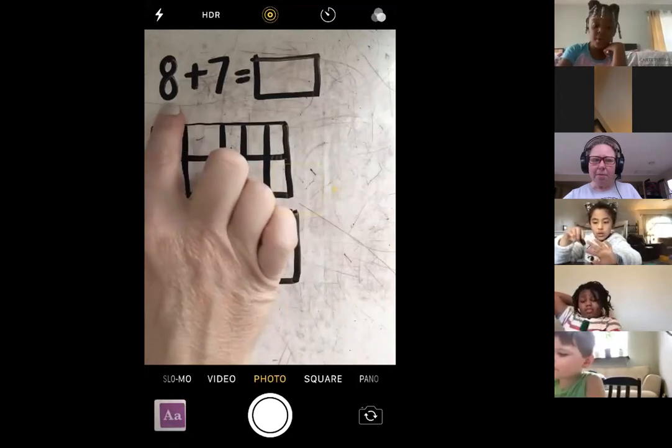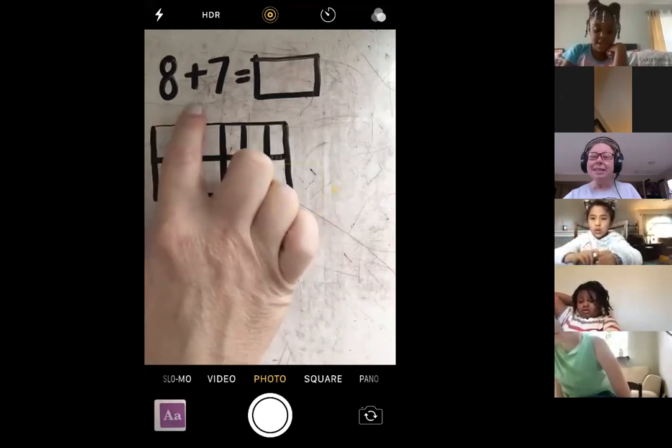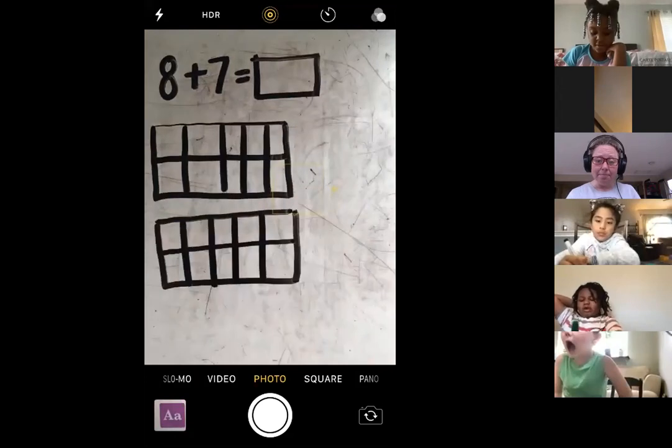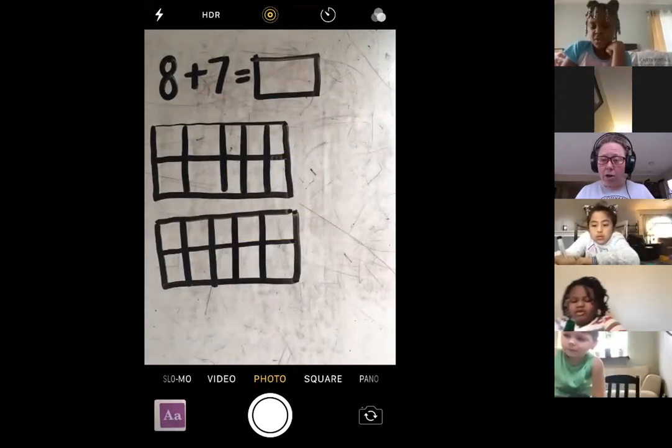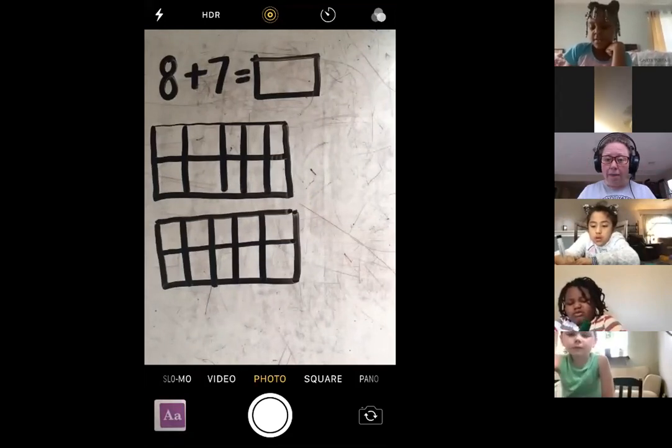Look up here. Let's read it together. Ready? 8 plus 7 equals blank. All right, I'm looking to see some friends show me their work. Show me your work on the camera.